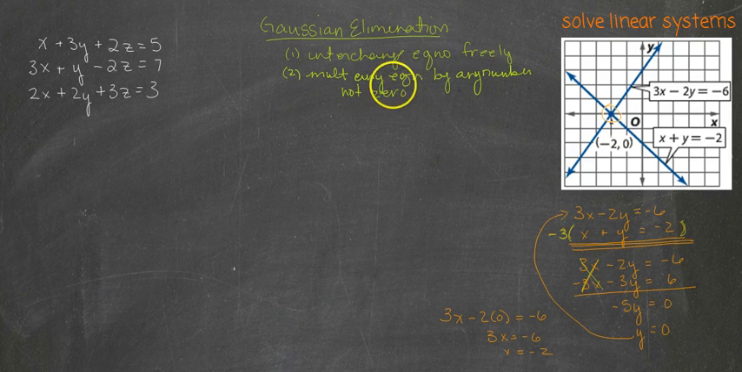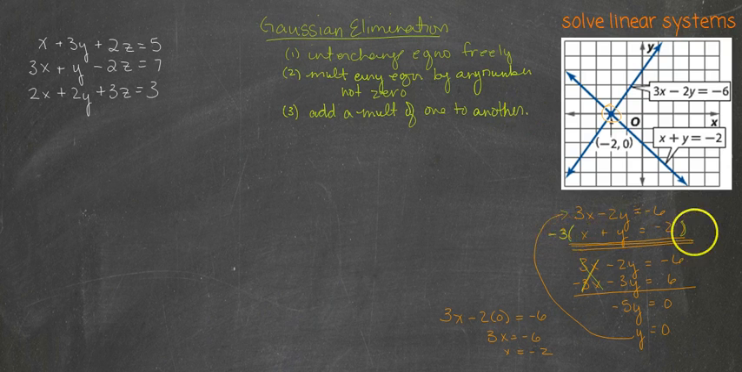And that makes sense because if you multiply an equation by 0, you make it disappear, and you can't get rid of your problem by hiding it under the couch. You have to actually deal with it. And then third, you can always add a multiple of one equation to another equation. Which is exactly what we did here.